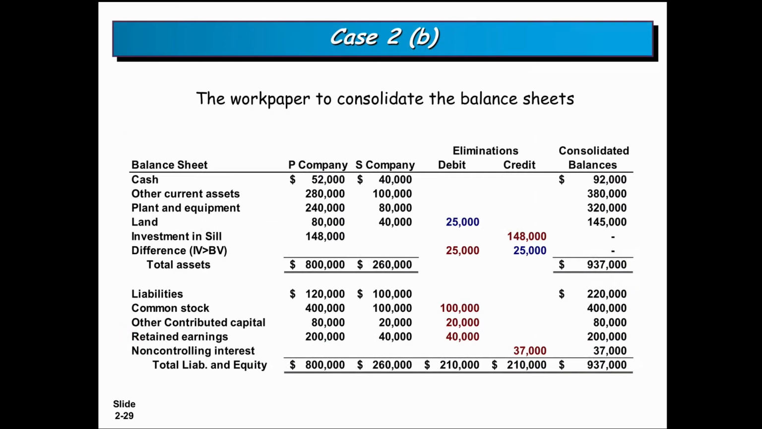And here you can see the worksheet where we see the addition of all the assets and liabilities, as we did in the previous case. But here you can see in the elimination, there is a new account, difference between implied value and book value, that has been debited and credited at the same time, and the difference goes to the land, 25,000.